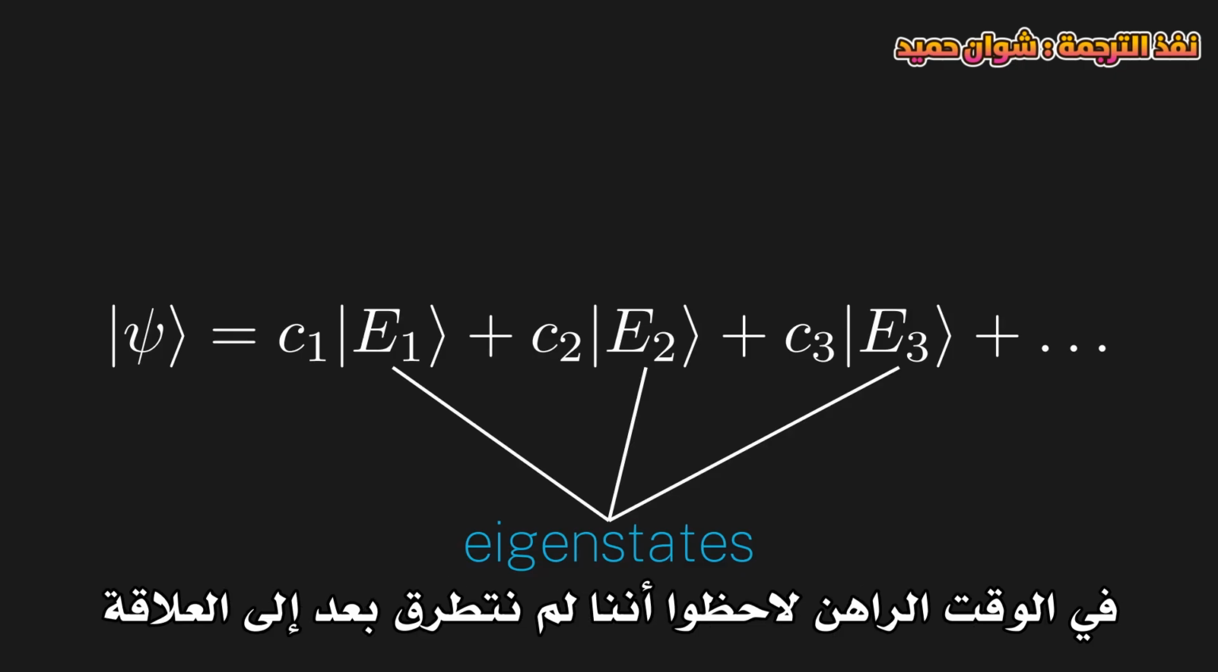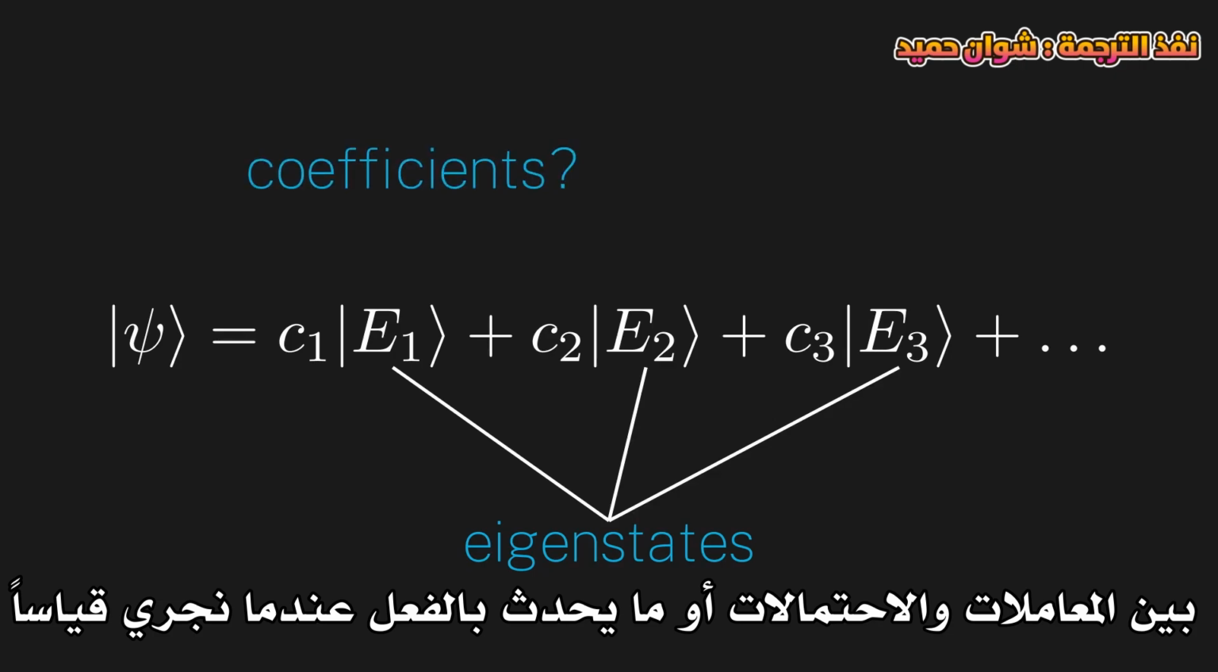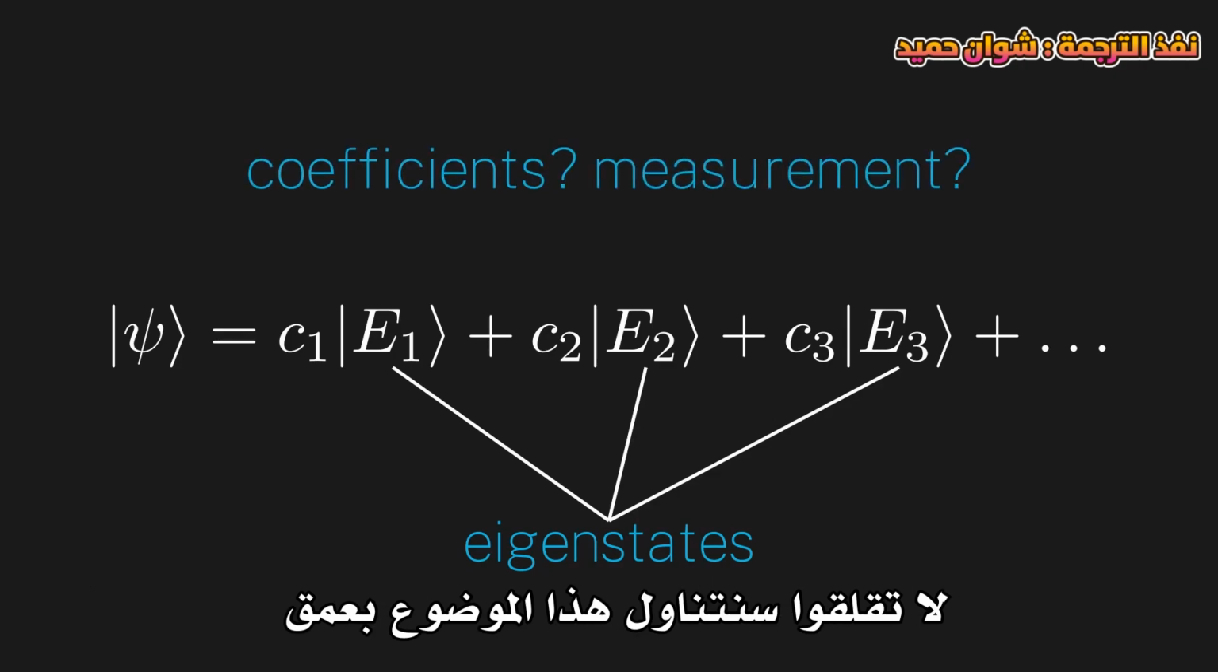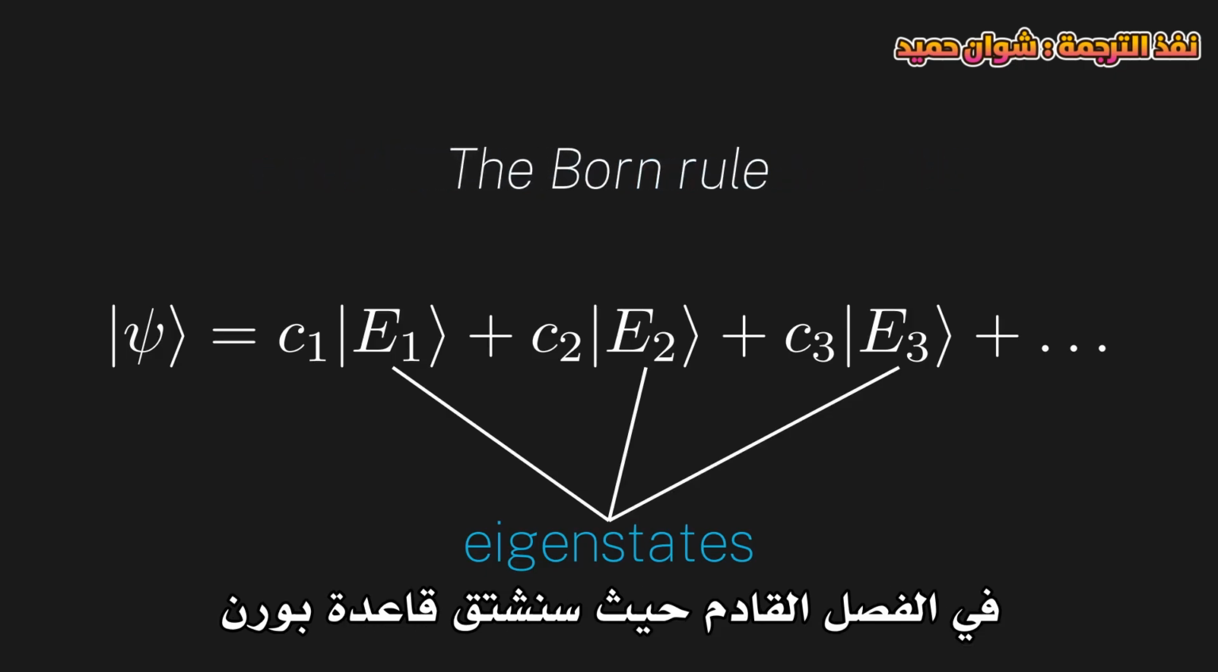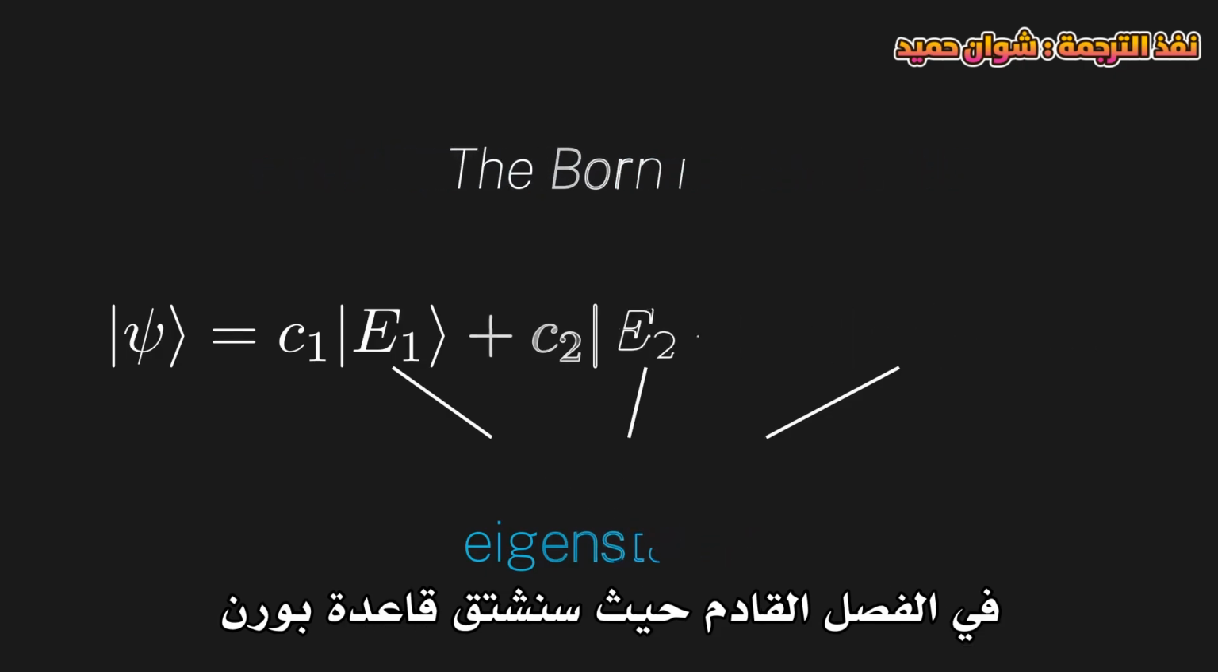Now, note that we haven't discussed how the coefficients relate to probability, or what happens when we actually take the measurement. Don't worry, we'll discuss this in depth next episode, where we derive the Born rule. Now, with just this, we can already use our physicist's intuition to derive the mathematical properties that physical observables should have.